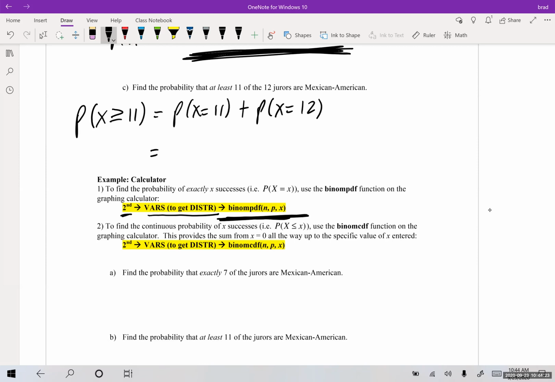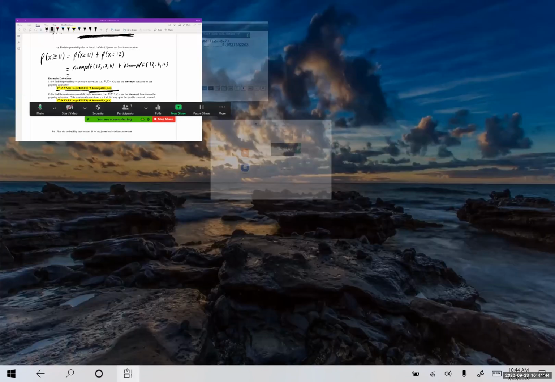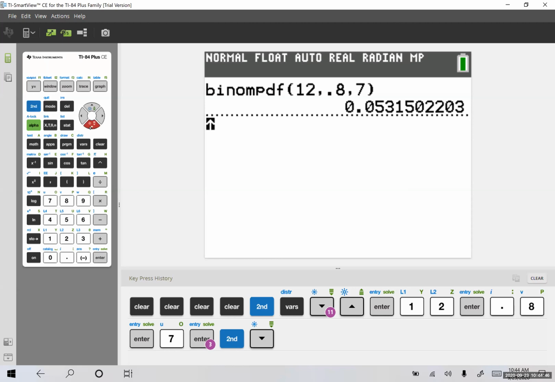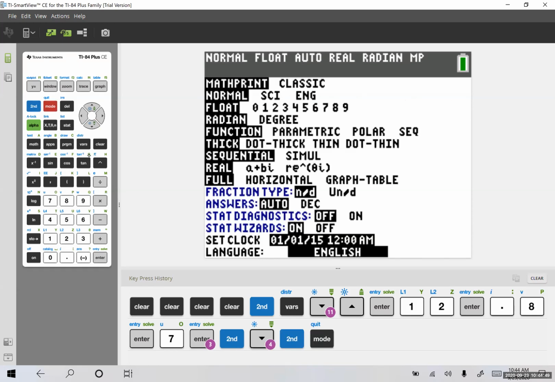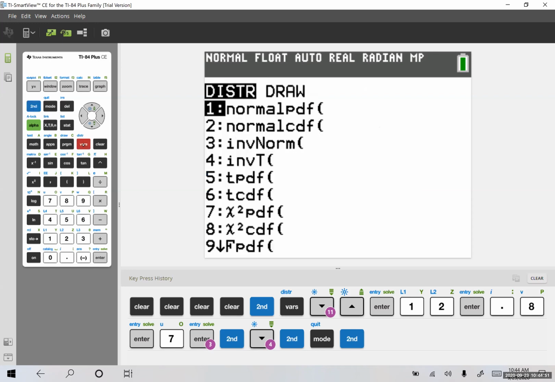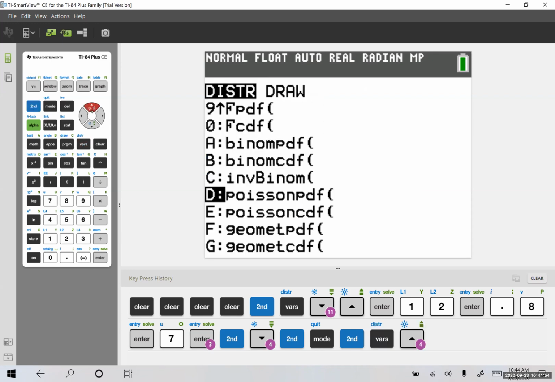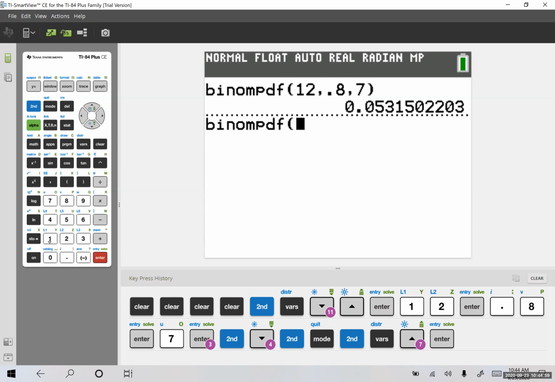So what we do is binomial PDF, 12, comma, 0.8, comma, 11, plus binomial PDF of 12, comma, 0.8, comma, 12. Let's see what we get. We're going to go on our calculator, second function, oops, not second function, vars. Second function vars, then binomial PDF. Remember, PDF is for exactly. And we're going to do 12.